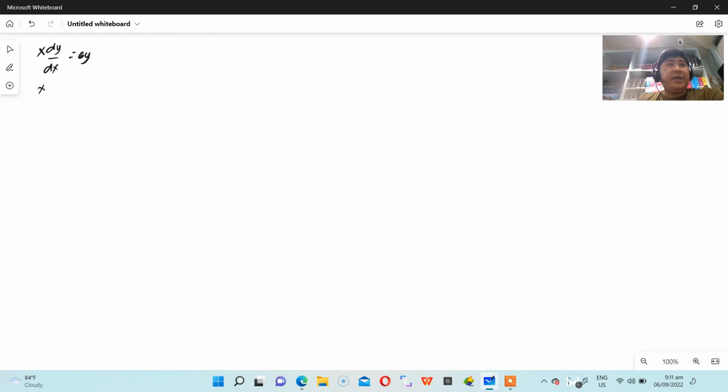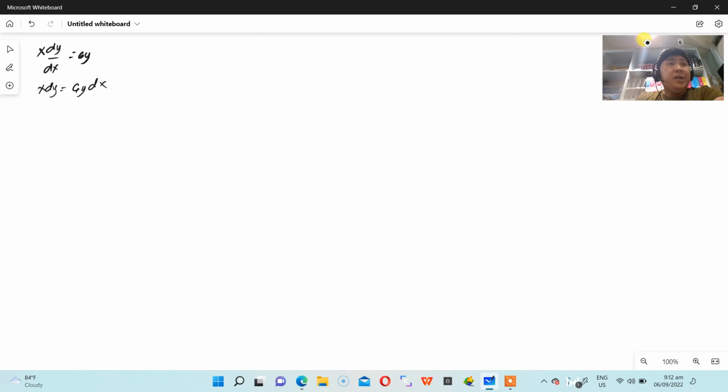Like for example, x dy equals 6y. I transfer the dx to the other side, right? I don't need to divide it, but multiply it by dx. It's still the same, right? I just do the direct method, the engineering way. If I do it like that, divide or multiply by dx, it's just an education way. So the engineering way does this.